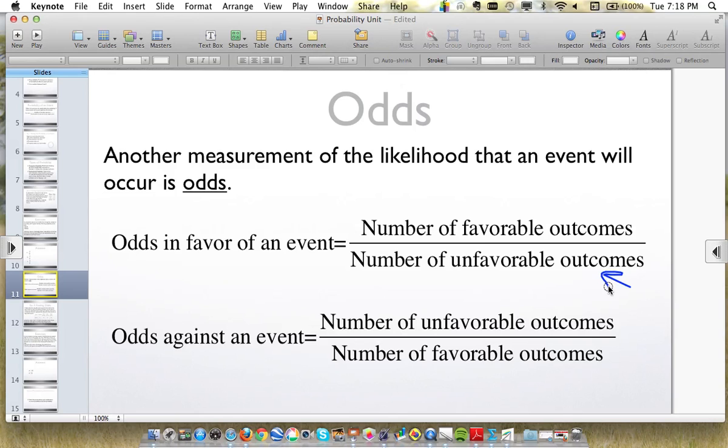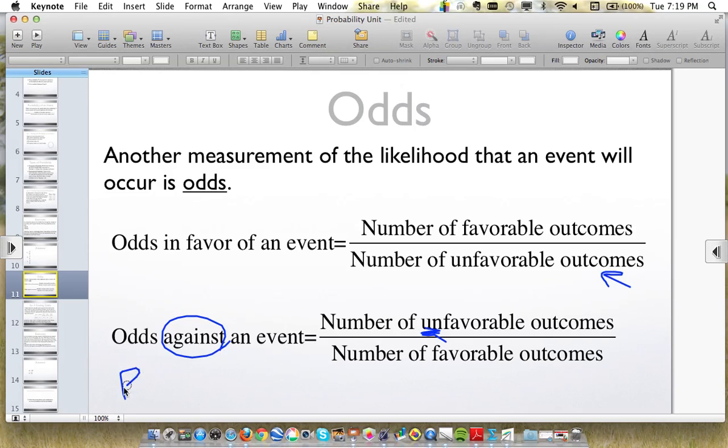The odds against an event occurring, so against, what are the chances it's not going to happen? That would be the number of unfavorable outcomes, meaning the opposite of favorable, over the number of favorable outcomes.